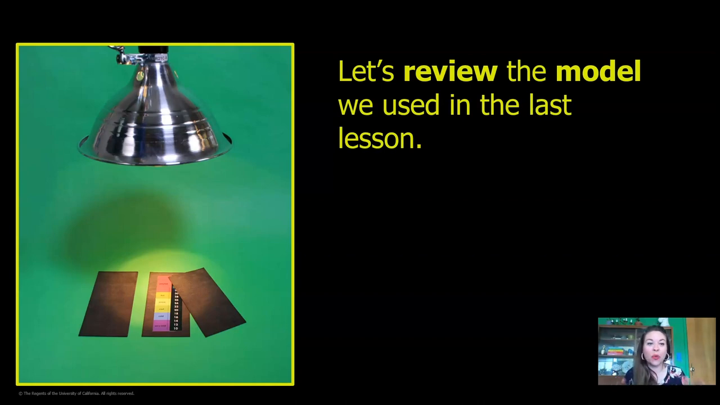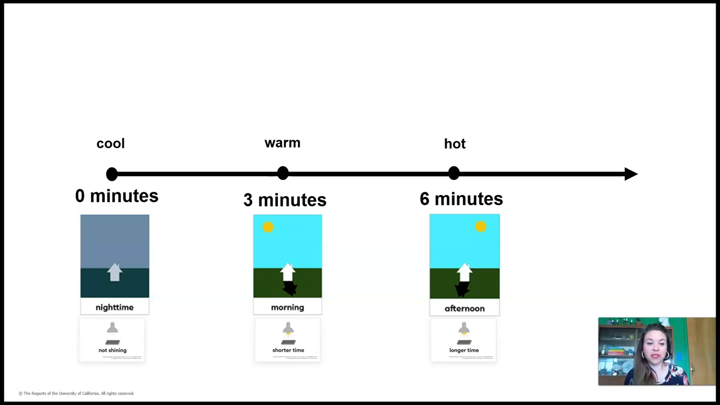You've really been listening. I'm proud of you. Okay, so in the last lesson, we used this model to determine what would happen the longer the light was left on. And I made this timeline to show our results. So when we left the lamp off, we were trying to show nighttime. And when we looked, the thermometer said it was cool. And that makes sense. It's usually pretty cool at nighttime. Then we turned the lamp on. And after waiting 3 minutes to represent morning, we found the thermometer had warmed up and now it says warm. Then we left it on for another 3 minutes, which gave us a total of 6 minutes, and we checked the thermometer, it said hot.